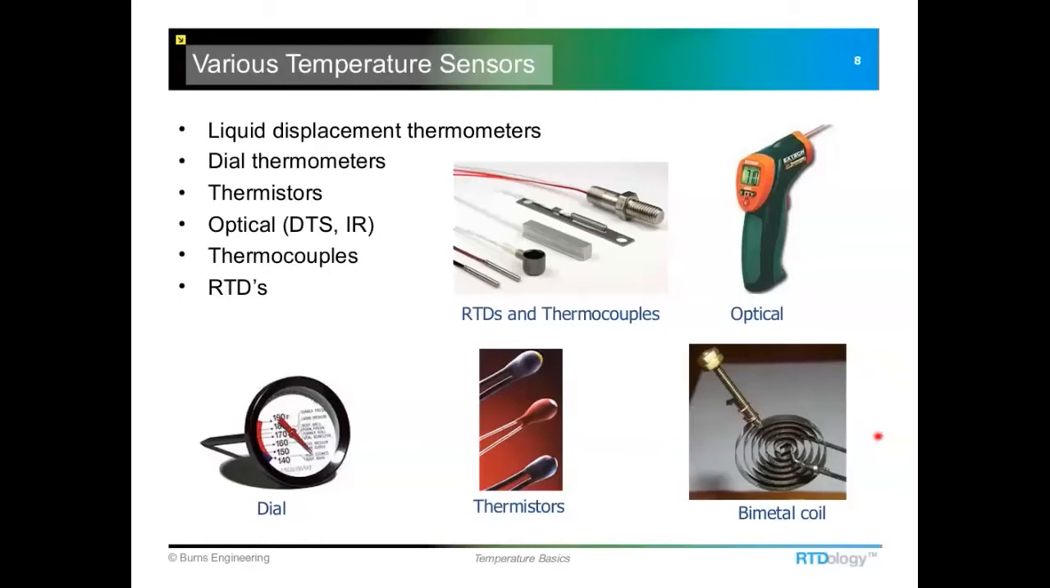There are thermistors, which are a little solid state device.